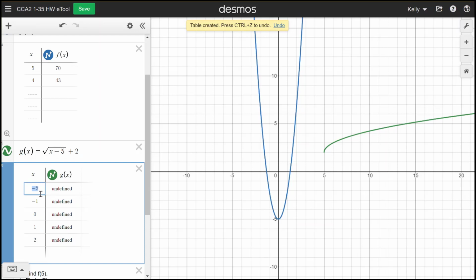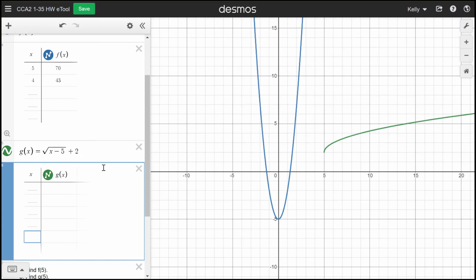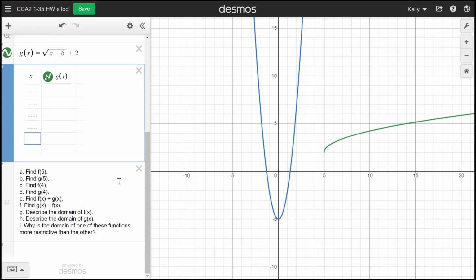Perfect. And I'm going to delete everything here again. We'll talk about all those undefined terms in a moment. And then I'm going to type in g of 5, because that was one value they wanted, and g of 4. Okay. All right, so this is interesting. g of 5 gives me a 2. Makes sense. If I put a 5 in here, 5 minus 5 is 0. Square root of 0 plus 2 equals 2.